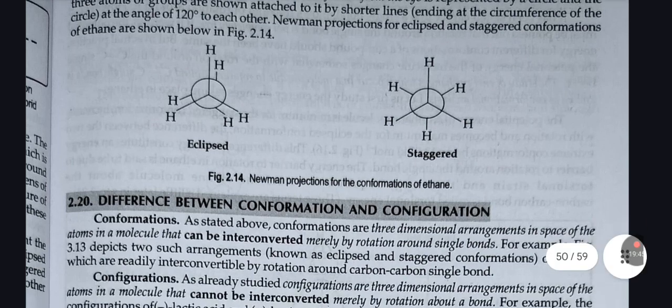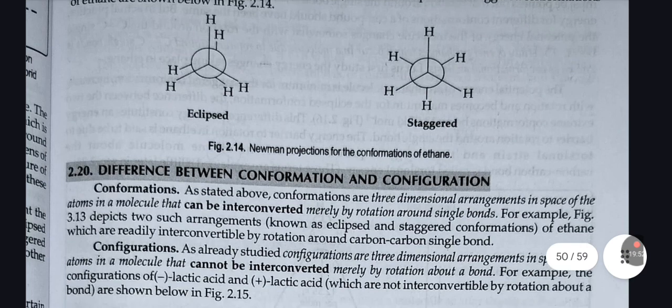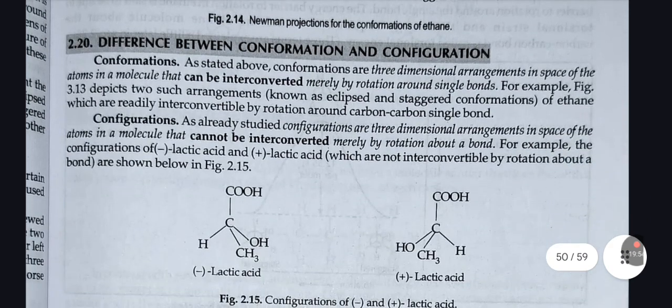This shows the Newman projection for the conformations of ethane. Difference between conformation and configuration. Conformations, as stated above, are three-dimensional arrangements in space of the atoms in a molecule that can be interconverted merely by rotating about single bonds. For example, figure 3.13 depicts two such arrangements, known as the eclipsed and staggered conformations of ethane, which are readily interconvertible by rotation around the carbon-carbon single bond.